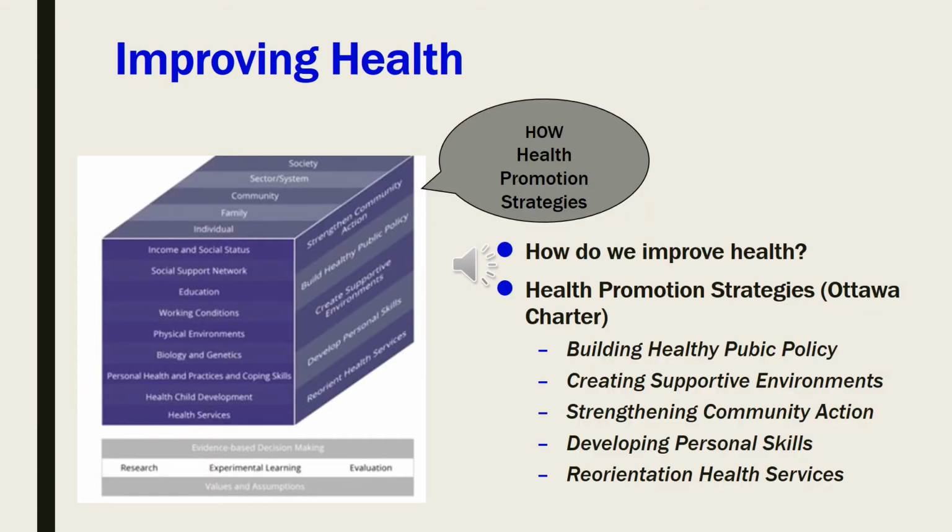So the next part of the population health promotion model is how we can improve health. On the cube, you can see that there are 5 health promotion strategies, and this is influenced by the Ottawa Charter for Health Promotion. So the 5 strategies are building healthy public policy, creating supportive environments, strengthening community action, developing personal skills, and reorienting health services.